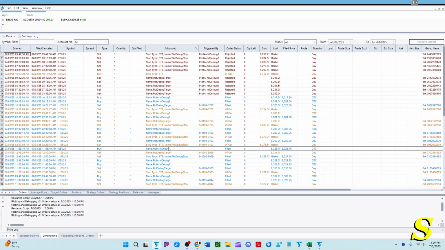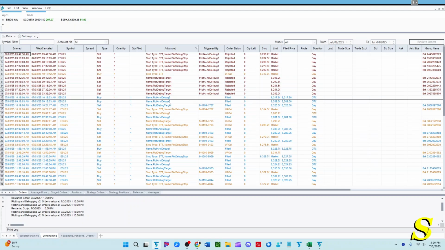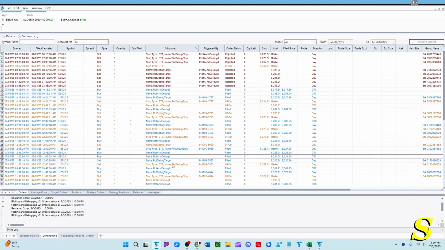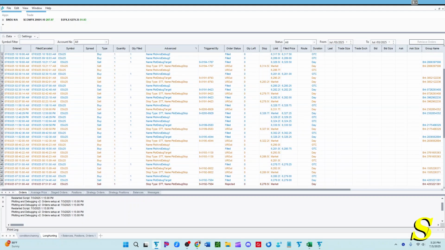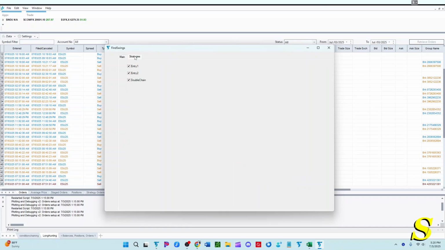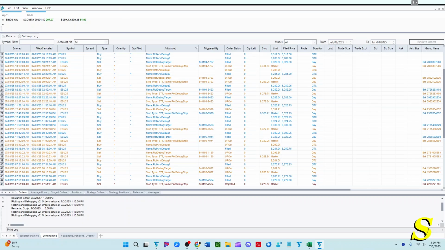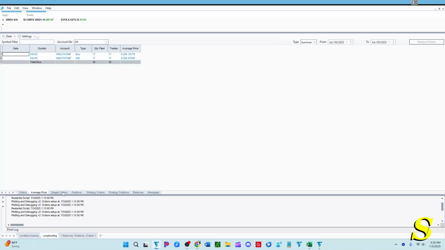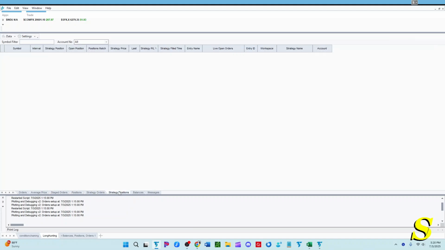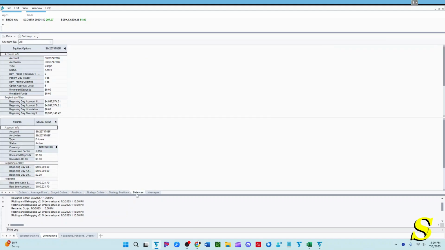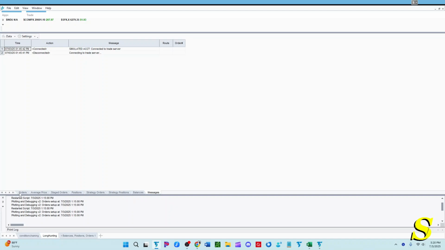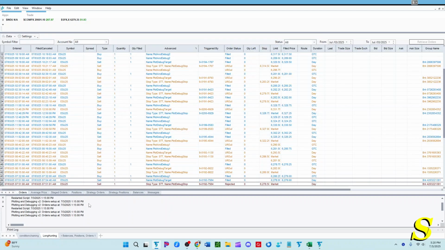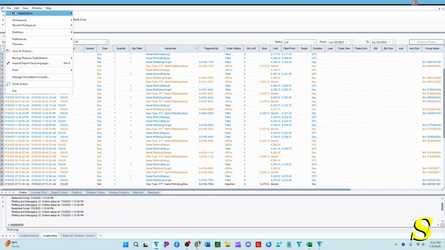If it's of this first type of entry, it'll have a 1. If it's of the second type of entry, it'll have a 2. I've got one that's called double chain, it'll say 3. See, entry 1, entry 2, double chain. All right. And then you can also go to average price, position, strategy, order, strategy, positions. That's when you're running your strategies, and then your balances. Okay. All right.